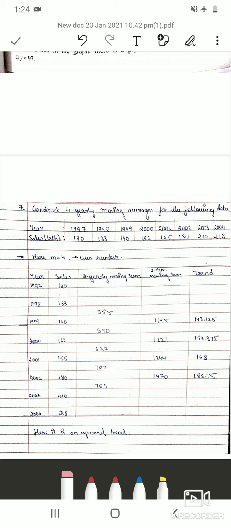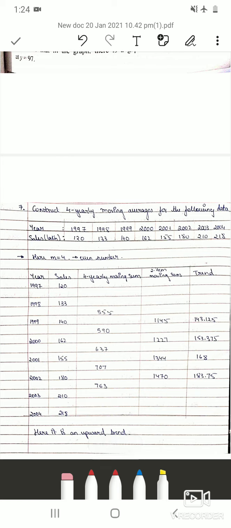Now to calculate trend values, you have to divide these values by 8. Therefore the trend values will be 1145 by 8, which is 143.125. The next trend values are 153.375, 168, and 183.75. So we can see the values are increasing, therefore it is an upward trend.